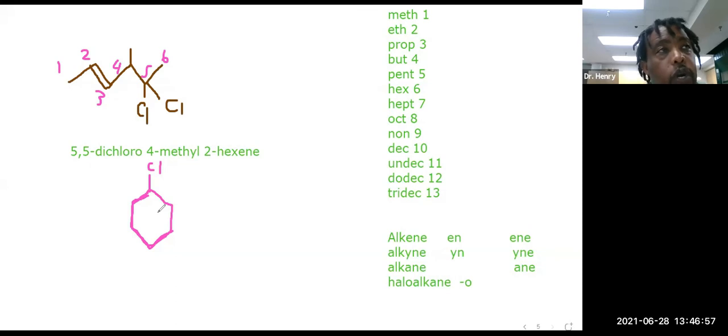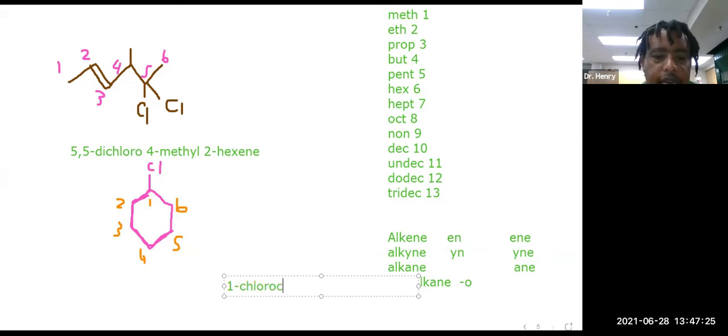So you always want to start where the functional group is. We have a chlorine on the very first carbon, so that'll be 1. This will be 2, this will be 3, this will be 4, this will be 5, and this will be 6. So then we would call this guy 1-chlorocyclohexane, since there are no double bonds or triple bonds. Simple?